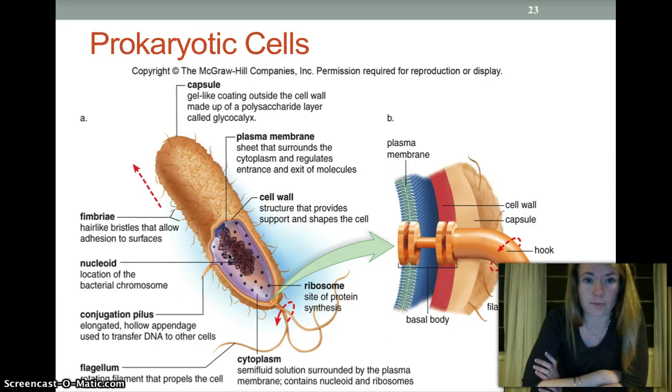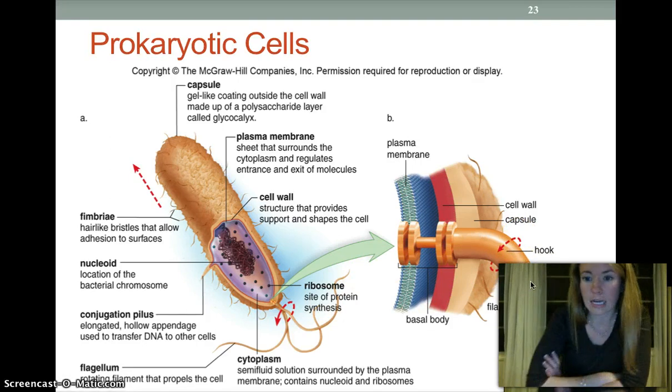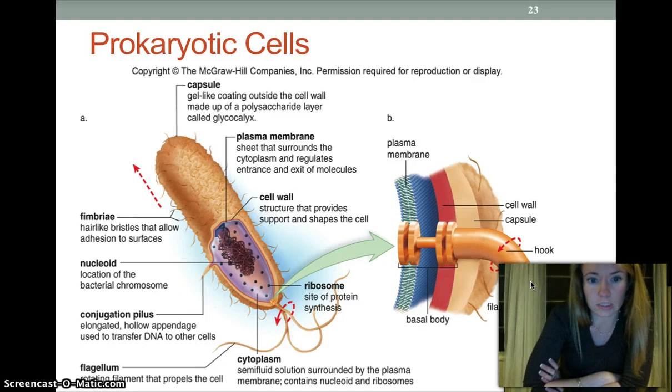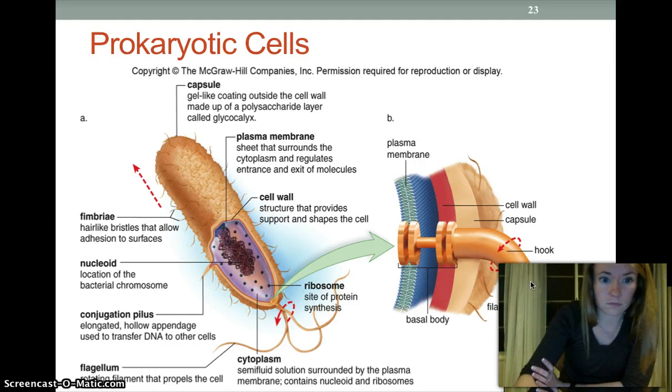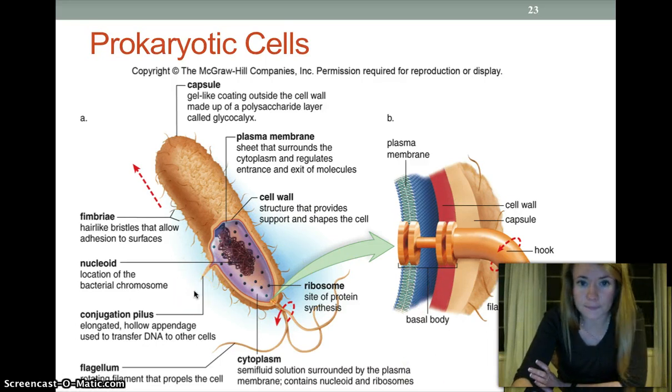Anything else on here? They have a plasma membrane and a capsule, which is the glycocalyx. It can be a capsule or a slime layer. They have a cell wall, and this picture, which my picture is covering, look in your textbook, shows how a flagella is attached to the cell wall. It rotates in a 360 degree motion to allow for movement. Oh, and one last thing is the pilus, which we will get to in the next slide, but this is what the conjugation pilus looks like.